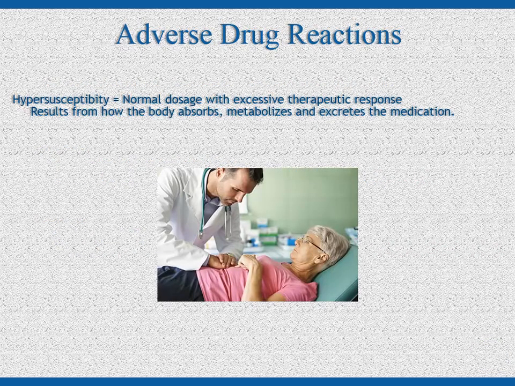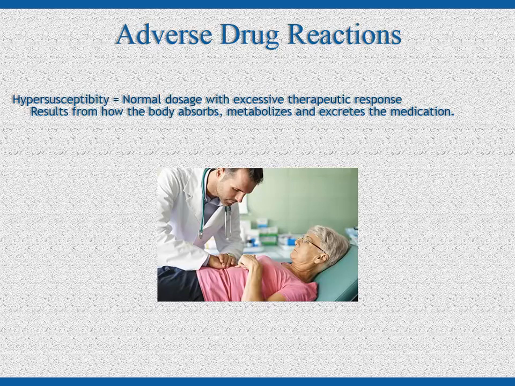Hypersusceptibility occurs when a person is given the usual therapeutic dose and experiences an excessive therapeutic response. Again, let's look at the drug morphine. The usual IV dose for the typical adult is like 2 to 10 milligrams titrated to effect.